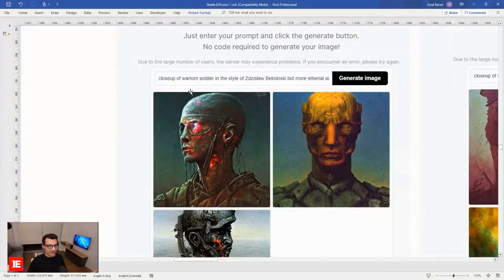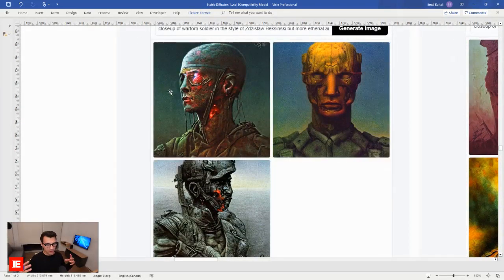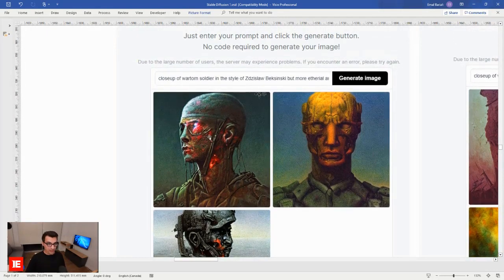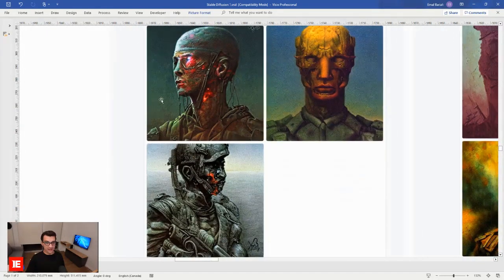Switching gears a little, I said, give me a close-up of a war-torn soldier in that same style. I tried to choose a theme that would fit the artist's paintings, because a lot of what Beksinski paints about probably stems from the outcomes of World War II. If you look at a lot of his paintings, the war theme is very heavy in his work. So I wanted to choose a subject that would be in the style of the artist to see if it starts producing something closer to what Beksinski does, and it actually did.